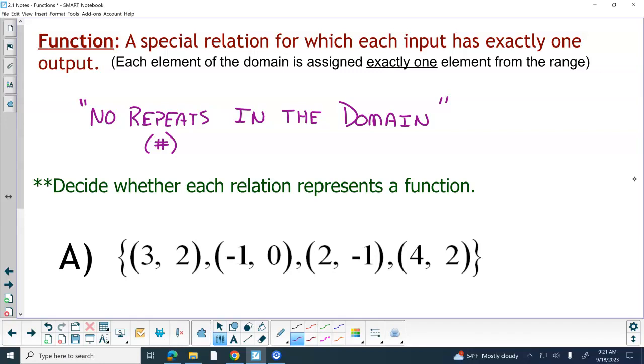Function, not a function. So you're looking at the domain. So you're looking here, here, here, and here. Any repeats in those values? No. So therefore, this relation is a function.